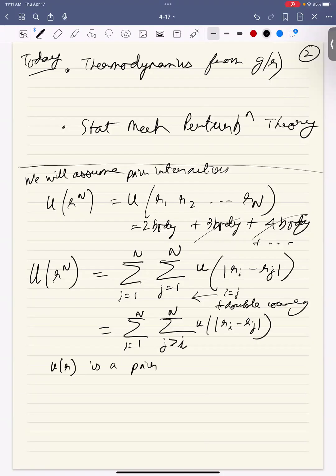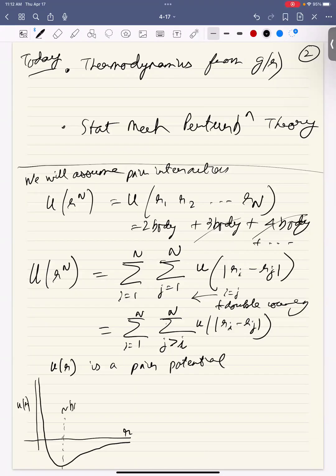So keep in mind that small r is not a vector. Small r is the modulus of Ri minus Rj. It's a number, it's a scalar. So this is a pair potential. And we expect pair potentials to look something like this: they become very high as you bring r to 0, then there is some equilibrium length, and as you take r to very large values, they again become 0, right? So there is some value of r which probably corresponds to something like a bond being formed.